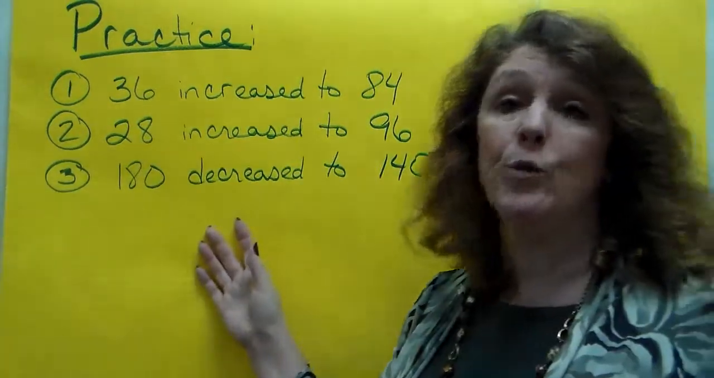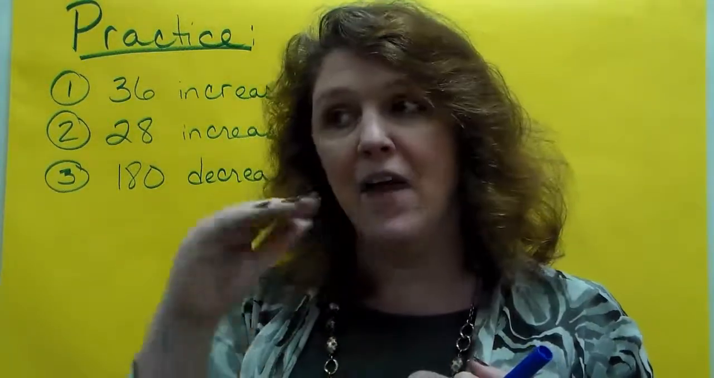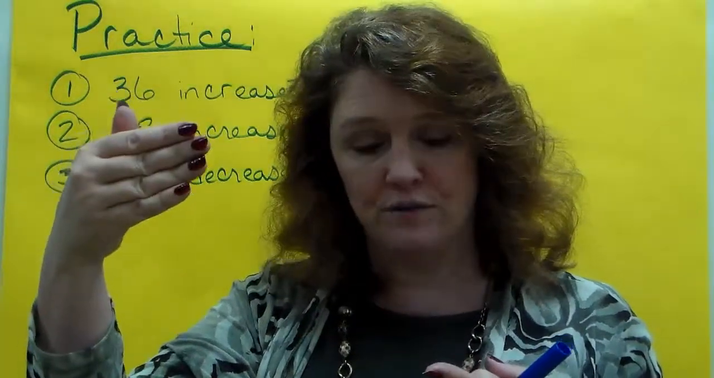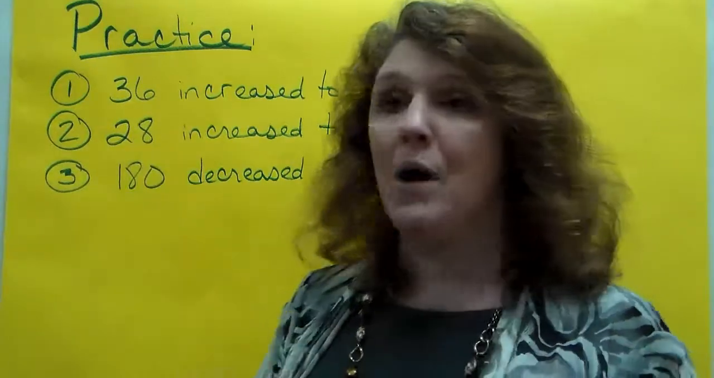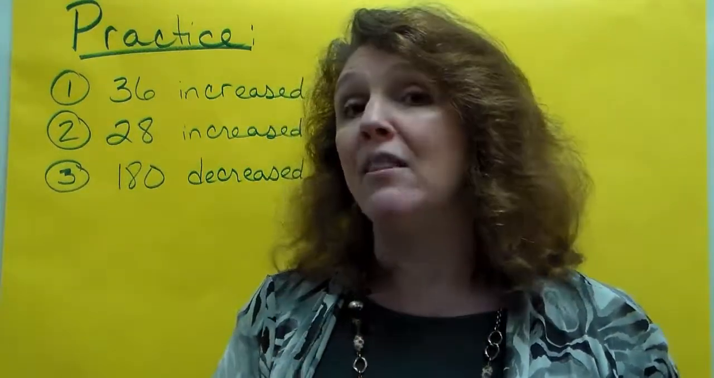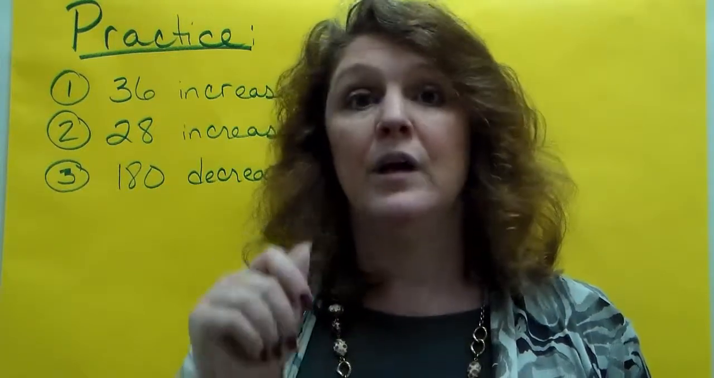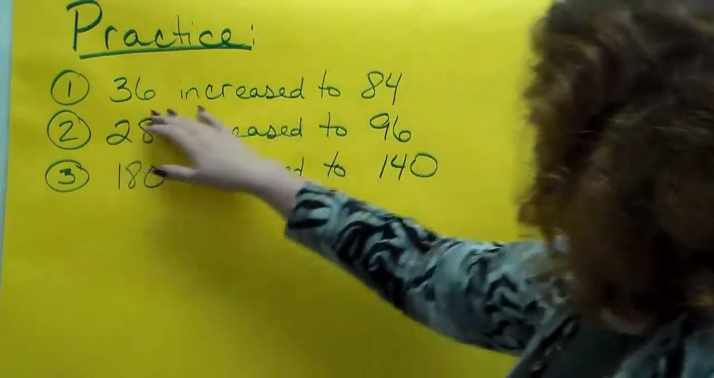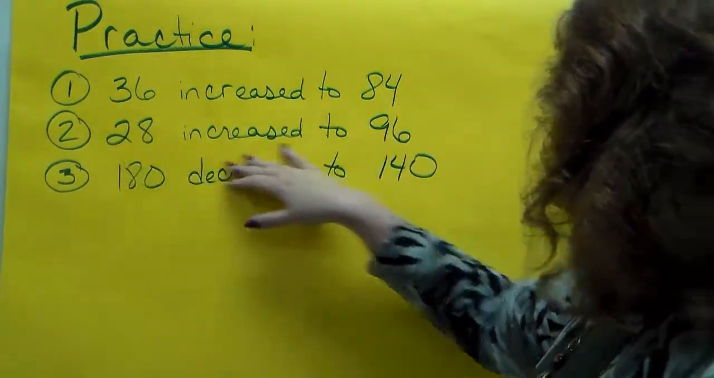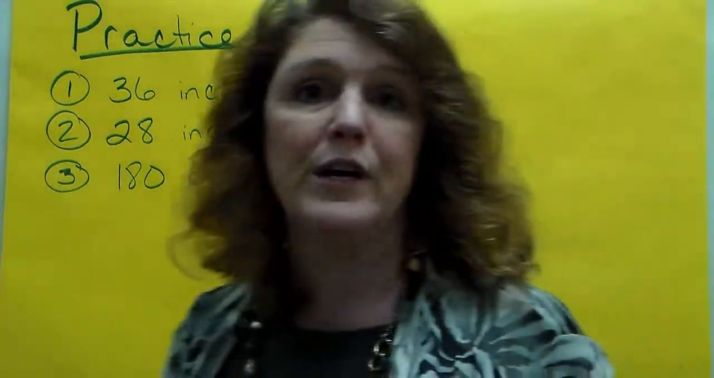All right, we're down to practice. And the practice are just straightforward increases and decreases. So remember, you're going to subtract first, and that number goes on the top of the fraction. You're going to put the original number on the bottom of the fraction. You're going to do that long division, and that is going to give you the decimal that you can move over to make the percentage. Okay? You've got 36 increased to 84, 28 increased to 96, and 180 decreased to 140.